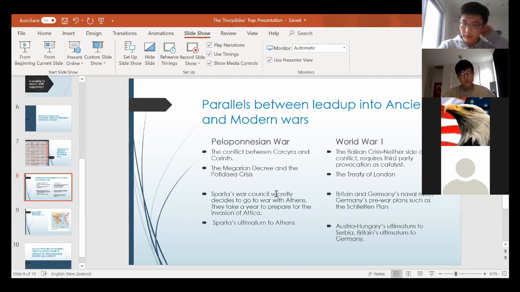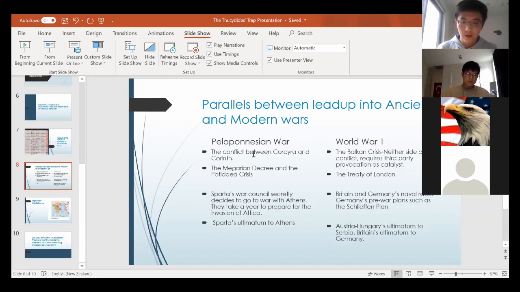Yeah, so those are some parallels that you might want to think about when considering the scope of Thucydides's Trap, and the conflict and underlying tensions between them. Do you guys have any other parallels you've realized, or any comments on the parallels between the two?